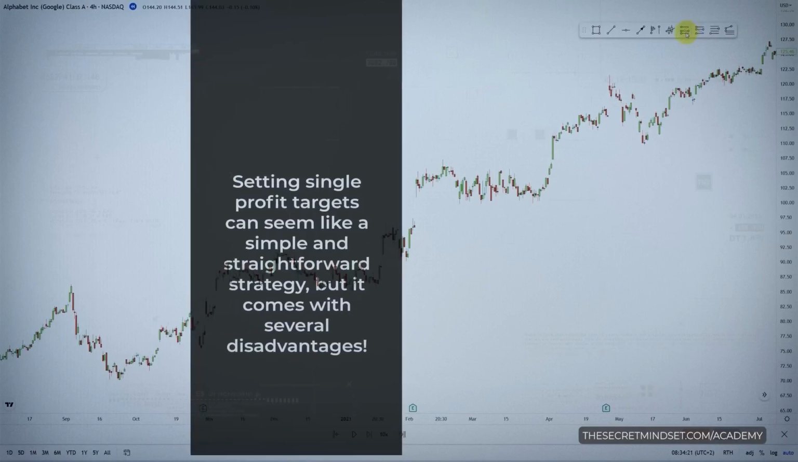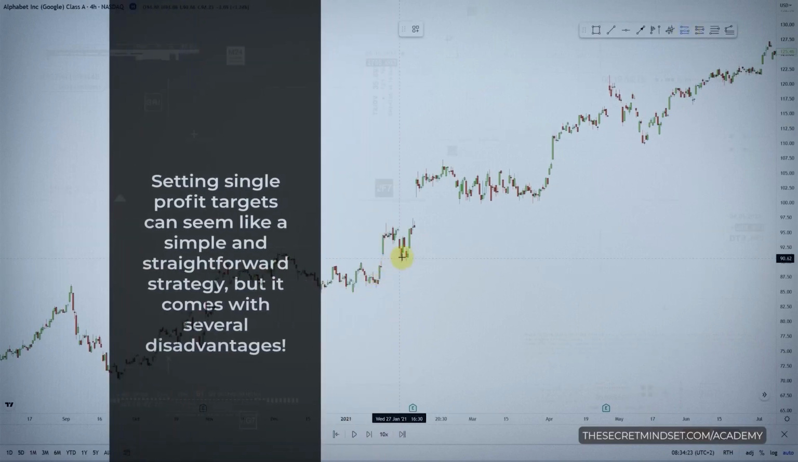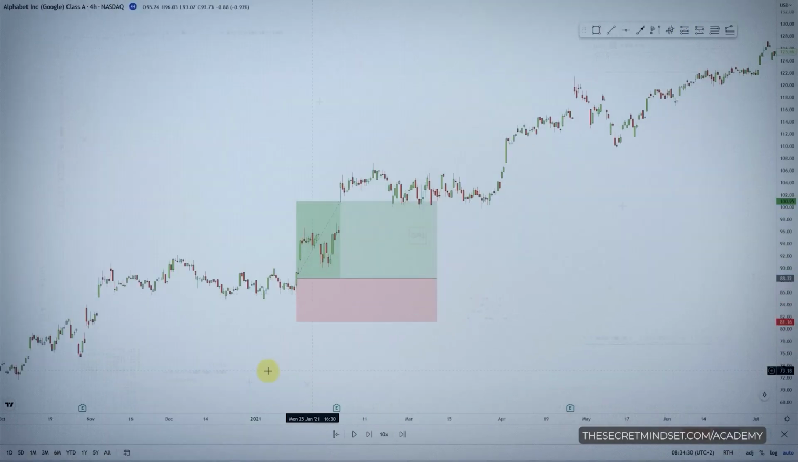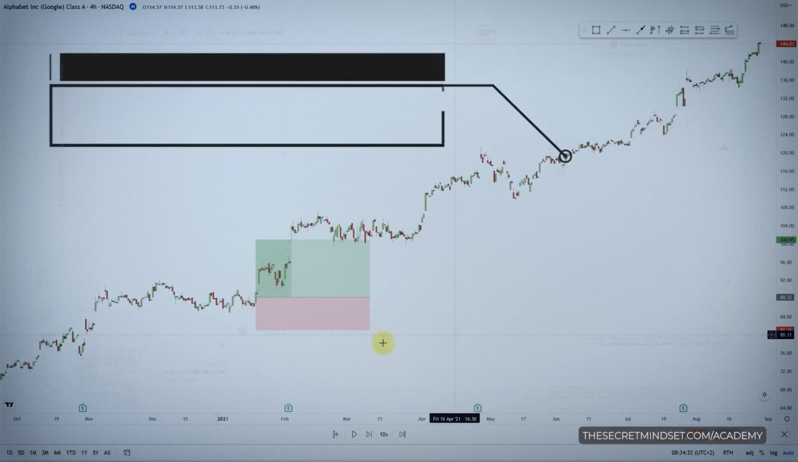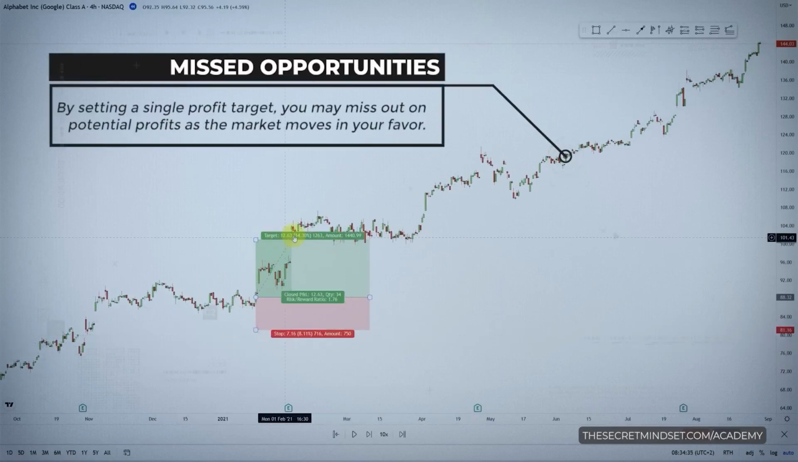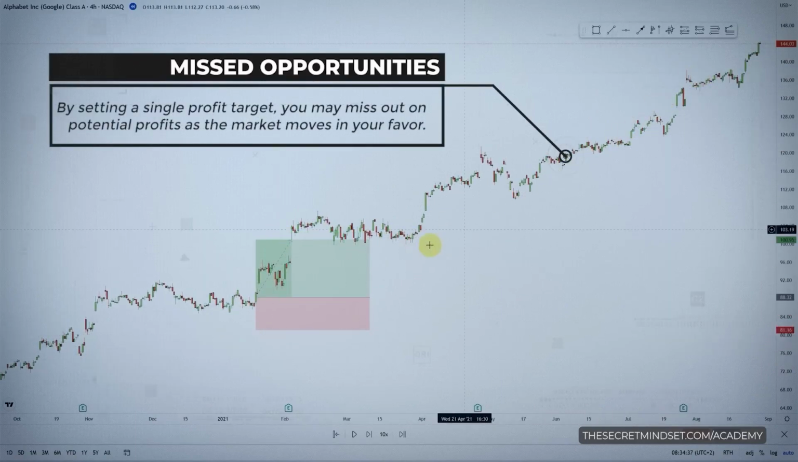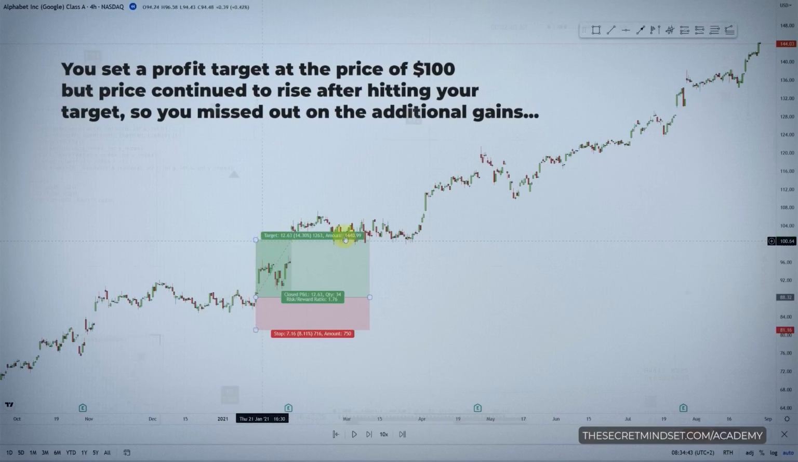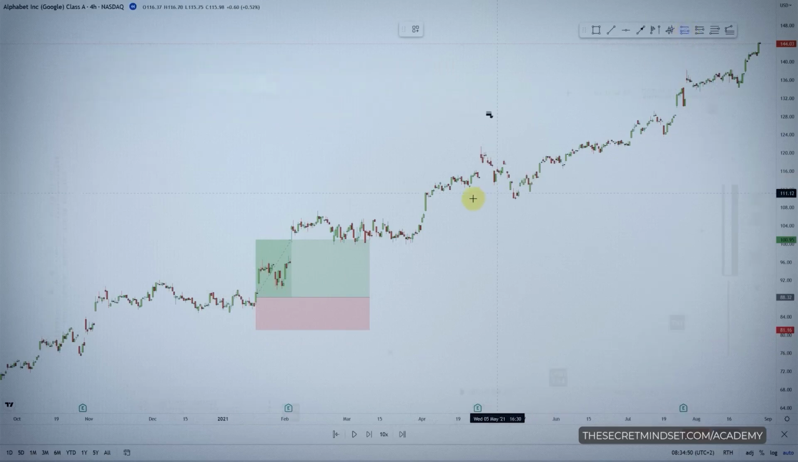Setting single profit targets can seem like a simple and straightforward strategy, but it comes with several disadvantages that you should be aware of. First, consider the missed opportunities. By setting a single profit target, you may miss out on potential profits as the market moves in your favor. For example, if you set a profit target at the price of $100 and it continues to rise after hitting that target, you would miss out on the additional gains.